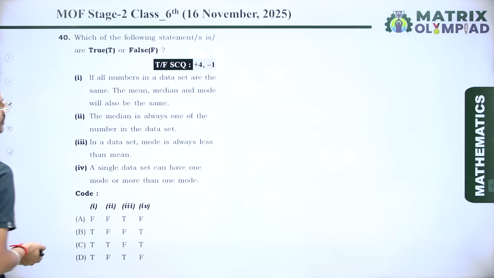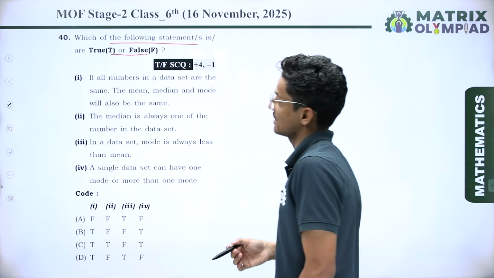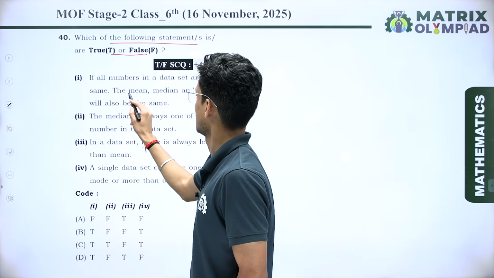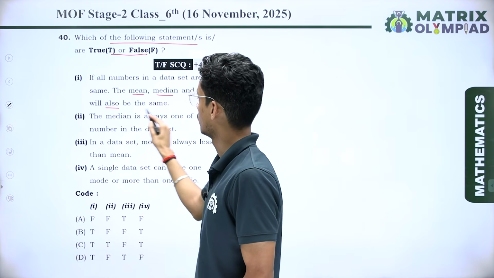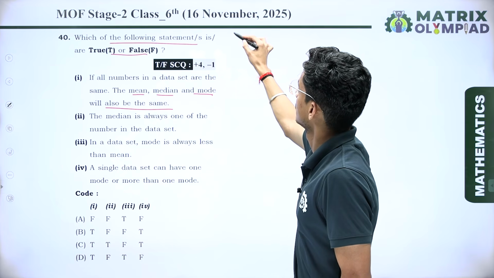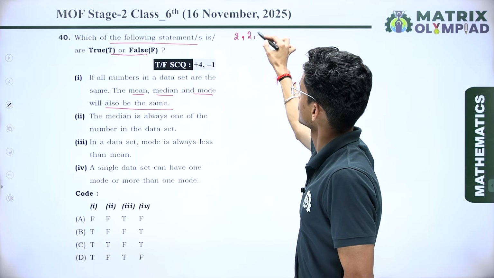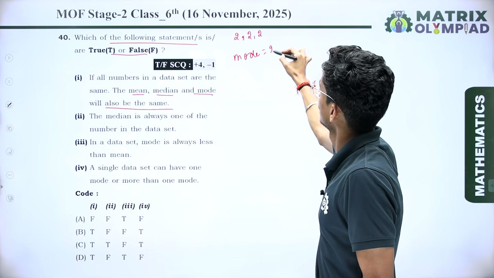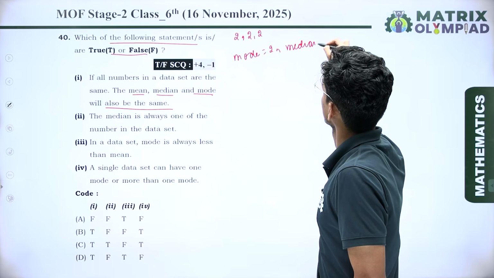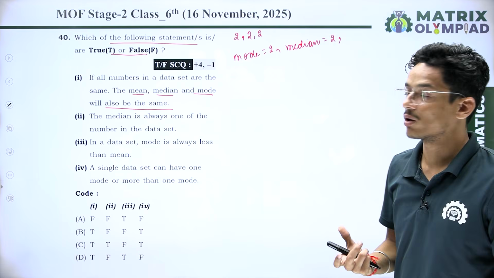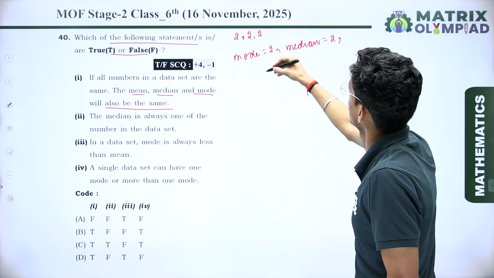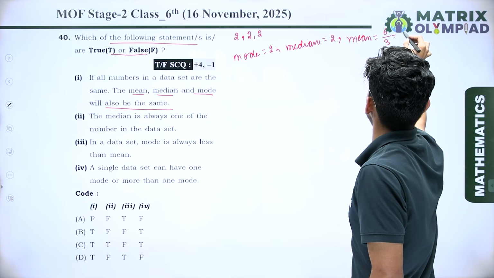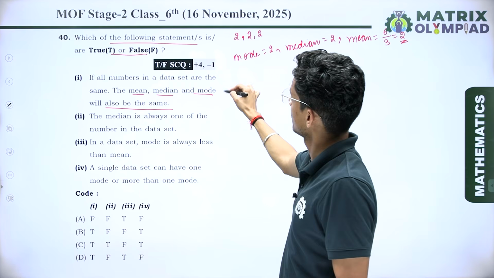So now if I talk about the next question, which is again based on true and false statements, and the question is, if all numbers in a data set are the same, then mean, median and mode will also be the same. So let's take a data set, that is the numbers 2, 2 and 2, and all numbers are the same. So here we get mode, that is 2. If we talk about the median, which is also 2, and if I talk about the mean, that is sum of all observations, that is 6 upon number of observations 3. It means which one is also 2. So this statement is true.